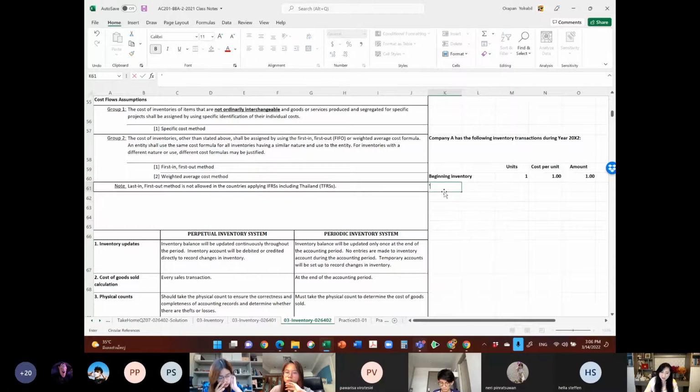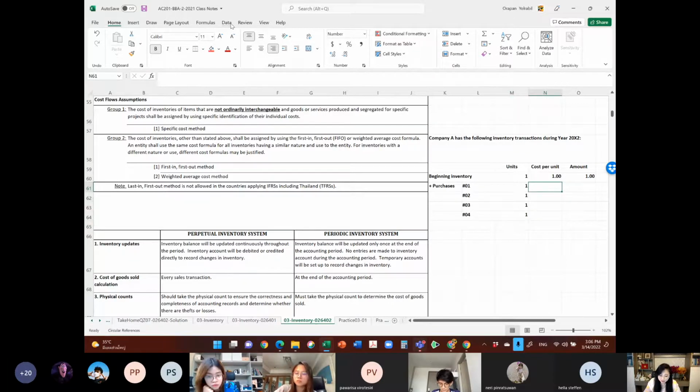And what happened is that you buy more. So you purchase more of the products. Let's say that you purchase multiple times. So this is purchase 1, purchase 2, purchase 3, purchase 4. Let's say that you purchase 1 unit at a time. So how about the cost? For purchase number 1, you buy the product for a 2 baht cost. Purchase number 2, you buy it at 3 baht cost. Purchase number 3, you buy it at 4 baht cost, and purchase number 4, you buy it for 5 baht cost.